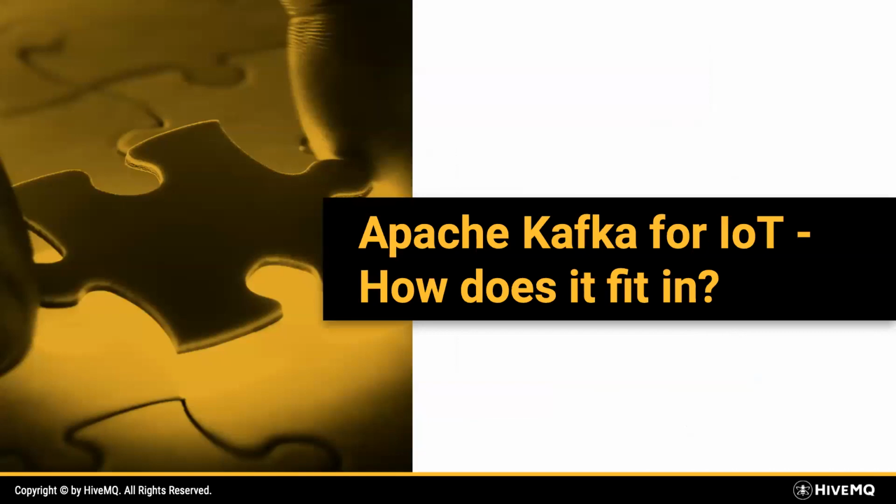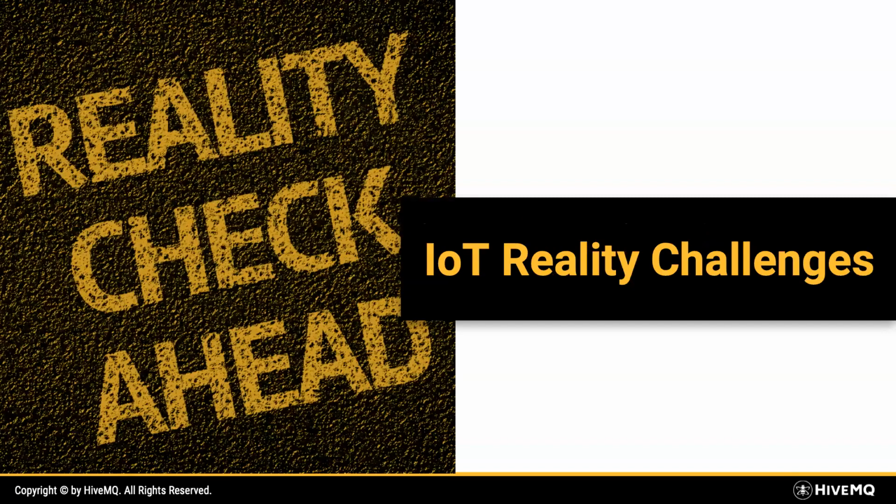But the question here is, how does it fit in with IoT? So I think it's pretty clear to many people why Apache Kafka is so popular and why it's one of the most important technologies built in the last few years for system-to-system communications and messaging. But how does it fit in with IoT? Let's do a quick reality check, because this is a discussion I've seen a lot of times, that people are unsure how IoT and Apache Kafka fits together.